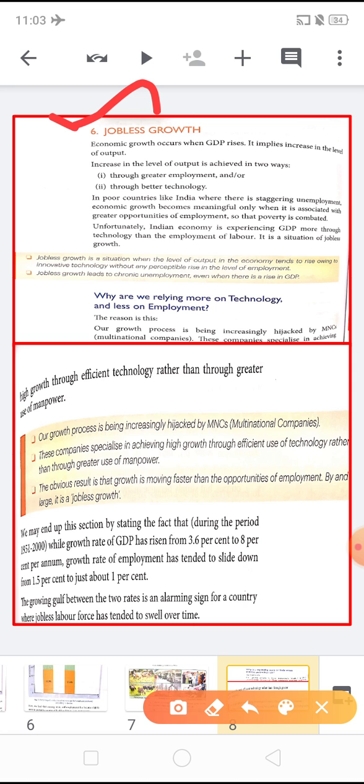So, children, now there is a need to understand why we are relying more on technology and less on employment. Children, the reason behind this is that our growth process has been increasingly hijacked by the MNCs, that is, the multinational companies, and these companies specialize in achieving high growth through efficient technologies rather than greater use of manpower. So the growing gulf between the two rates is an alarming sign for a country, whereas the jobless labor force has tended to swell over time.